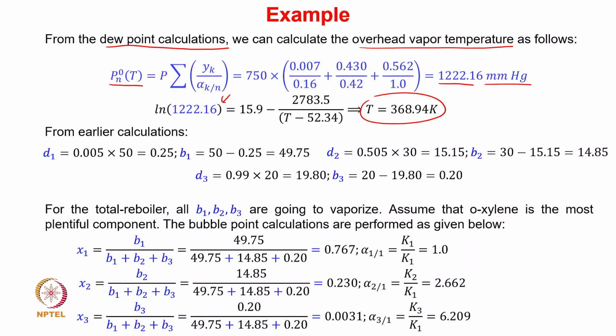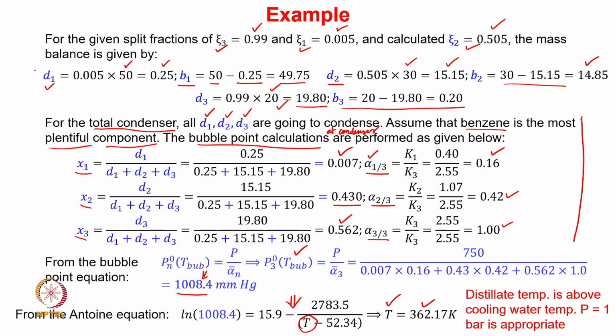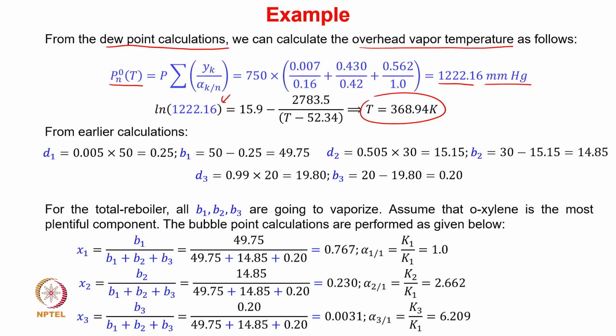Now let's look at the calculation with respect to the reboiler. So again same, the mass balance, the molar flow rates which we have obtained for distillate and bottom product are given here. These are the same values which we have calculated here. So the same values we are now using for the calculation at the bottom product.